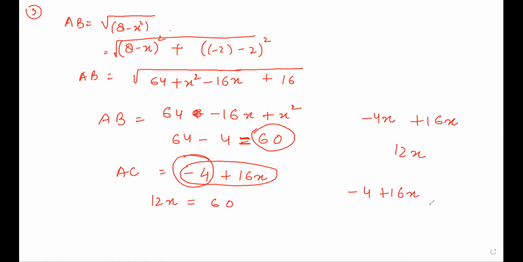So the calculations are wrong. Only the approach is fine, that AB is equal to AC. You are equating the two distances, but it's wrong. You have to do it again.